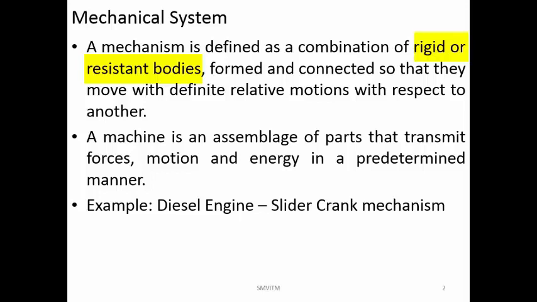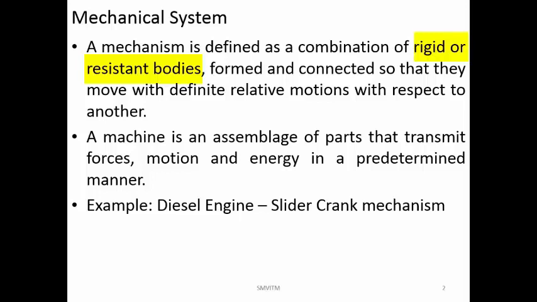Resistant bodies are those elements which are going to withstand some kind of forces, but they cannot withstand or resist all kinds of forces. For example, you have a rope or a belt. In case of belt drives, you have a belt. A belt is a resistant body, which means it can withstand tensile forces, but if you apply compressive forces, they will not be able to resist. They will simply collapse because they are a flexible member.